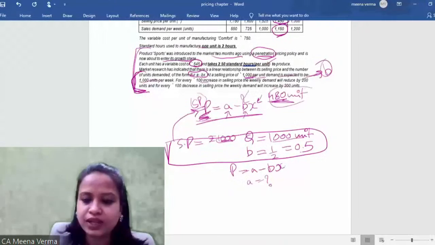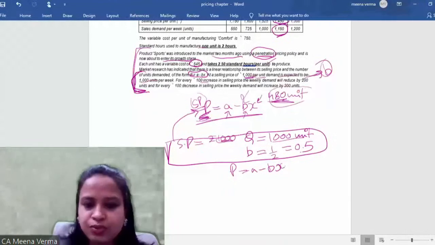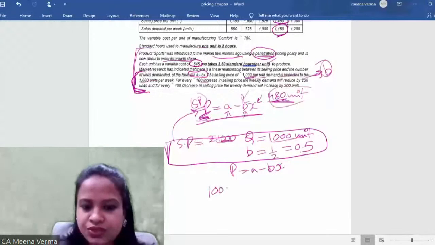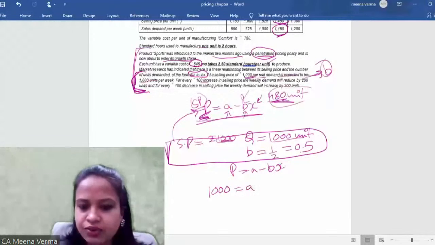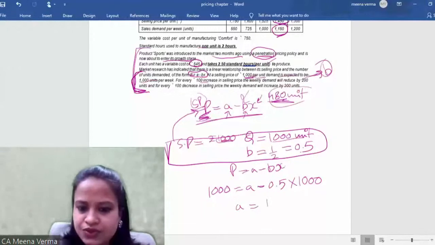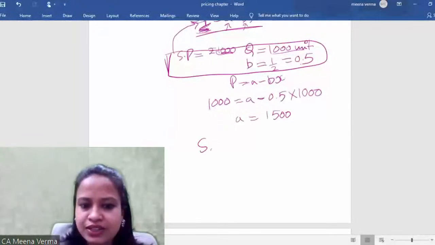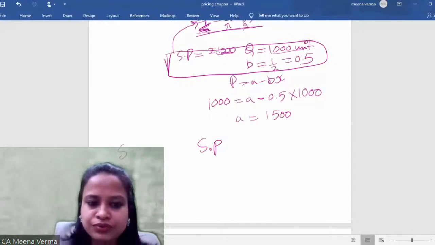Okay, quickly do this question. You will put P as 1000, A we don't know, minus B 0.5, X is 1000. If you solve this, you will get the value of A, which is I think 1500. Then you want to find the selling price for the sport when you are selling 480 units using the spare capacity.